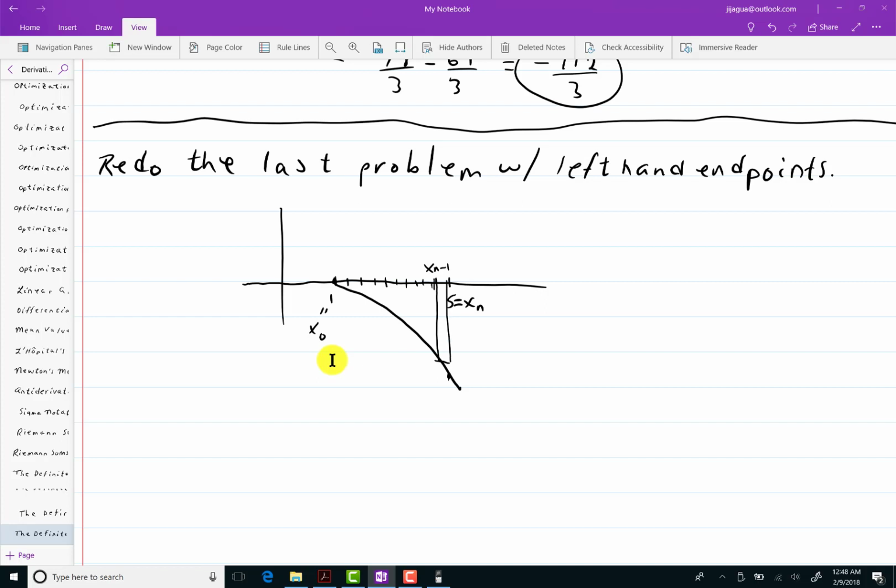So I think I found it was easier to do an I minus 1 here and to go from x sub I minus 1 to x sub I. Let's see if x sub I minus 1.